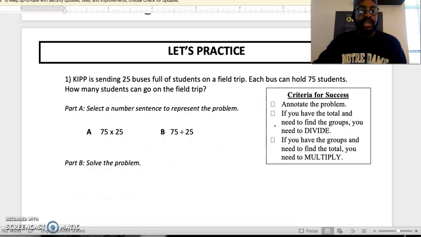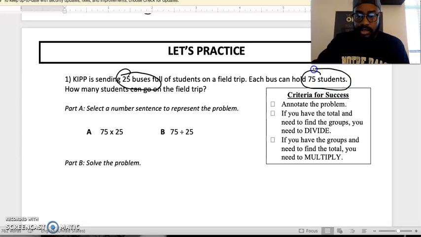Problem number 1 says, KIPP is sending 25 buses full of students on a field trip. Each bus can hold 75 students. How many students can go on the field trip? First thing I'm going to do is I'm going to annotate this problem. So, see, 25 buses. That's a group. Each bus can hold 75 students. That's another group. How many students can go on the field trip?